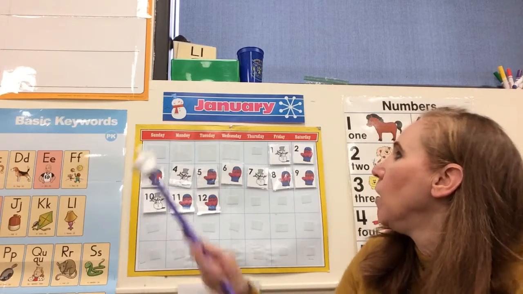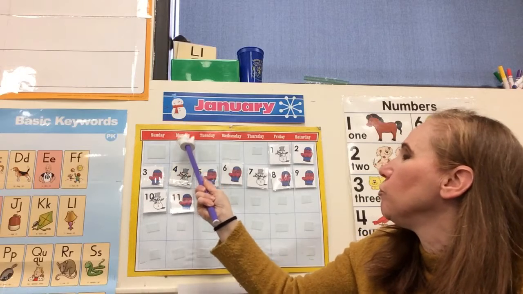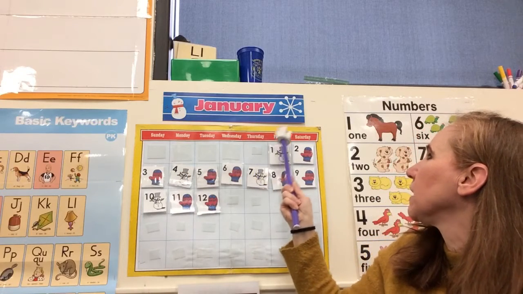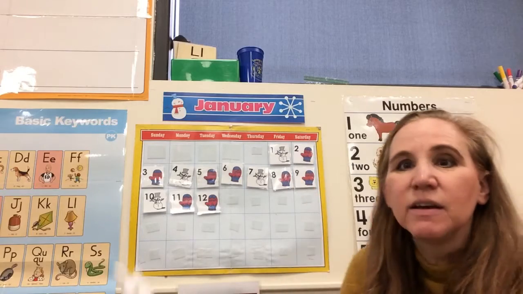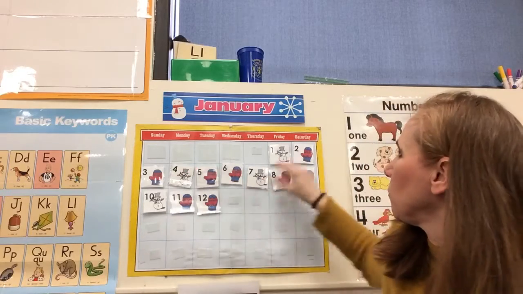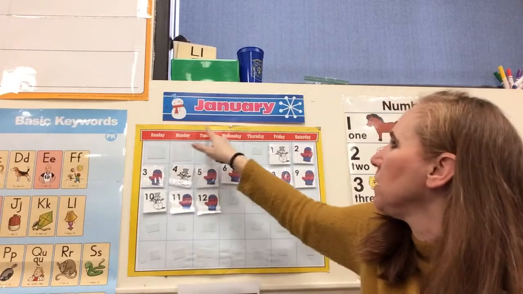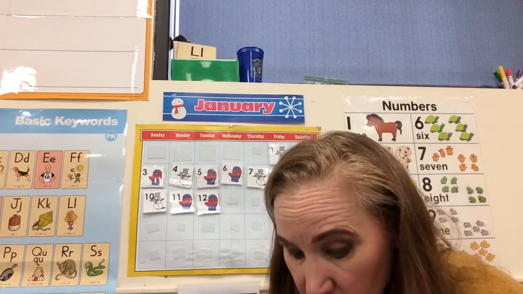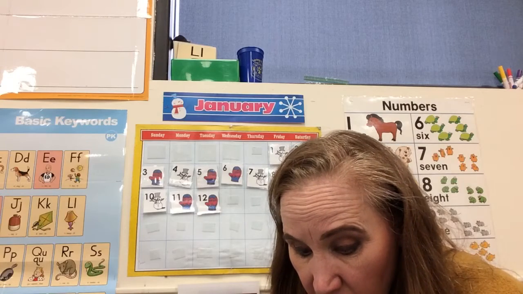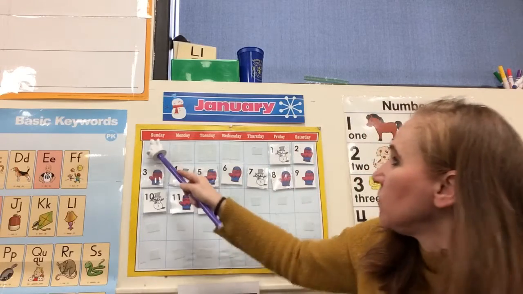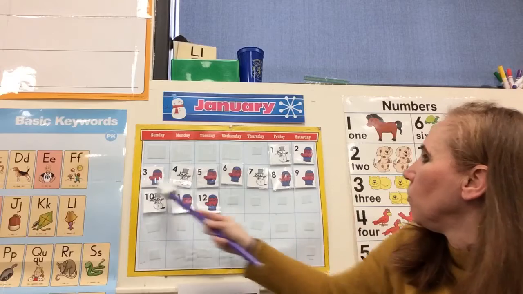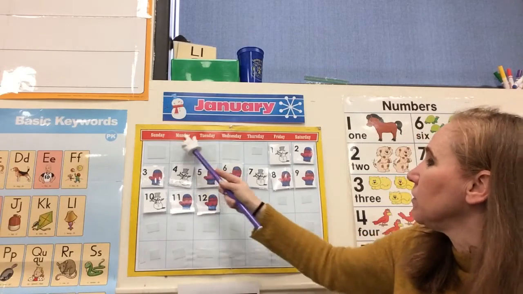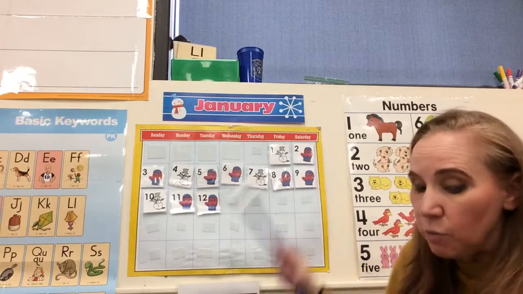Ready? 1, 2, 3, 4, 5, 6, 7. Okay, don't worry about these numbers here. We're talking about how many days there are in a week. There are 7. Good. So how many days are in one row? 7, okay? Because there are 7 days in a week.